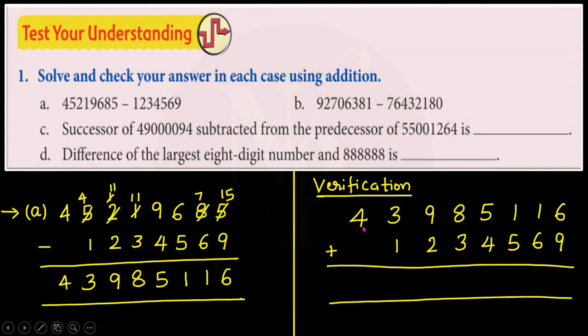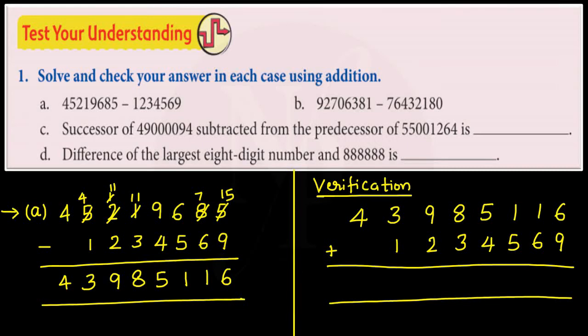Here I have written the difference we obtained, it is 4,39,85,116, and the subtrahend given in the question, that is 1,2,3,4,5,6,9. So we will add these two numbers now, and the sum obtained should be equal to the minuend given in the question. So that confirms the correctness of our calculation of the difference. Let us do that now. Let us add starting from ones place.